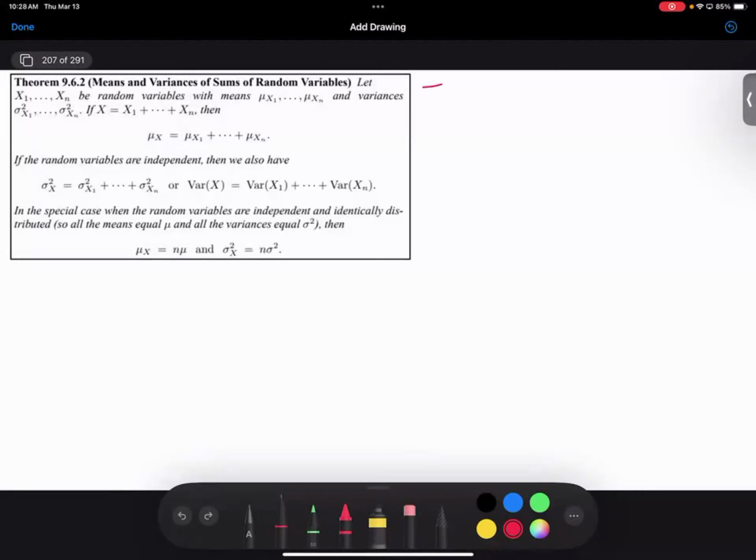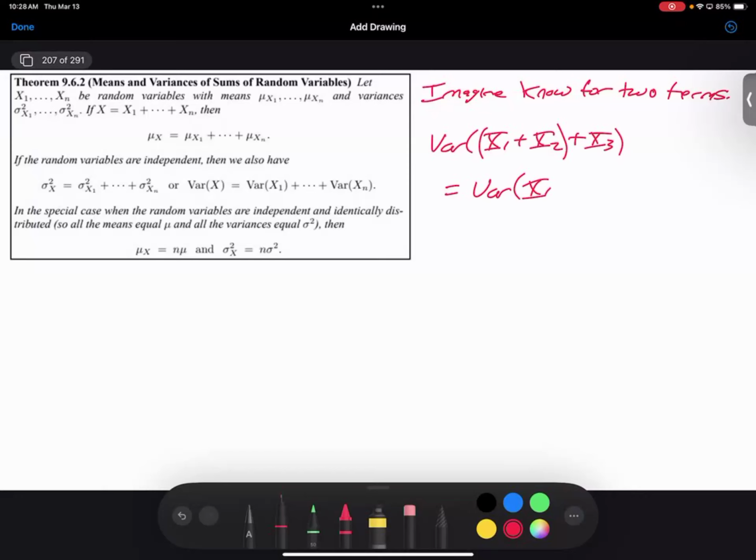So imagine two sums, or two terms. So let's look at the variance of x1 plus x2 plus x3. And I'm going to group them by putting x1 and x2 together. So if we know the result holds for the variance of a sum of two terms is the sum of the two variances, this then becomes the variance of x1 plus x2 plus the variance of x3.